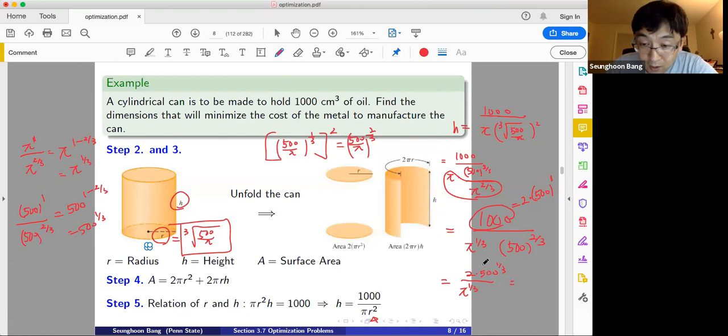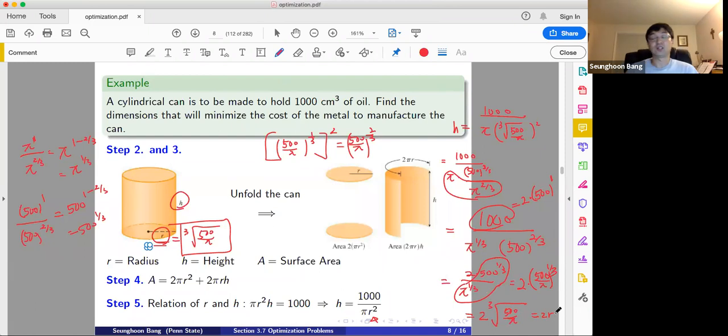You can combine 500 and pi with the same exponent: 2 times (500 pi) to the 1/3. You can change it back to a cube root: 2 times the cube root of 500 pi. What's the cube root of 500 pi? Exactly the same as r. So we have this relation.